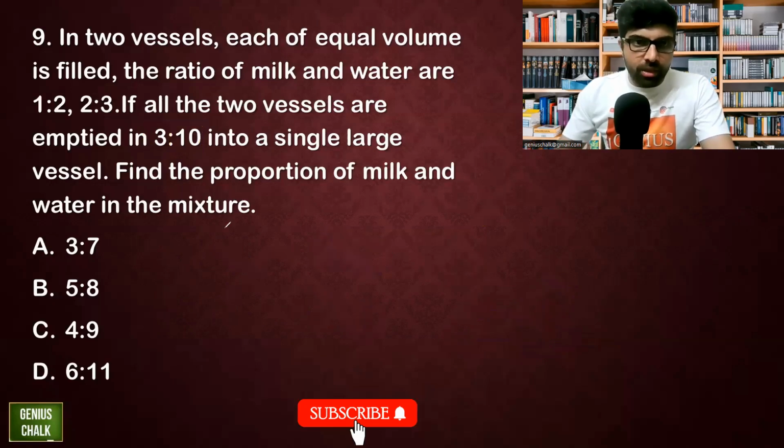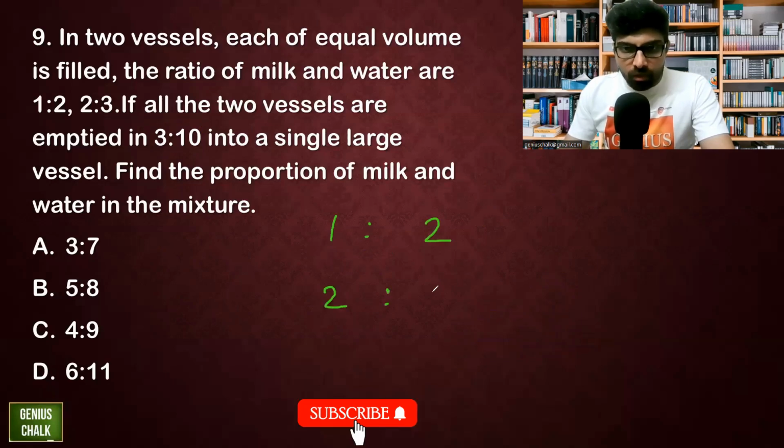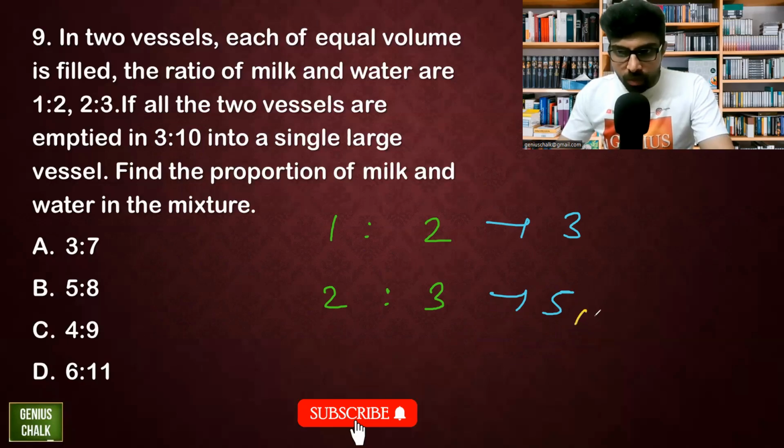Second way to do this question is, we need to have 1:2 and we have 2:3. Now what we need to do, we need to mix them in the ratio 3:10. You see, this is total 3, but this is 5. So to make it 10, what can I do? I can just multiply it by 2. So multiply this by 2, these both will be multiplied by 2. So this becomes how much?